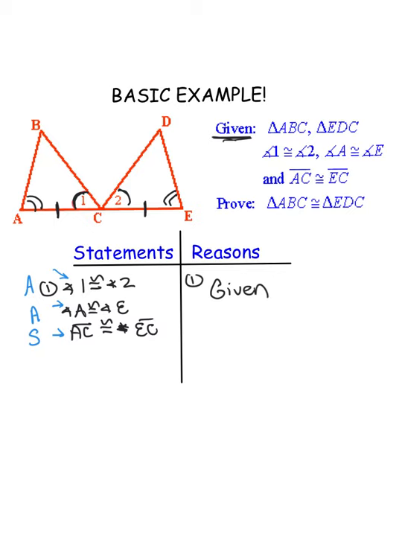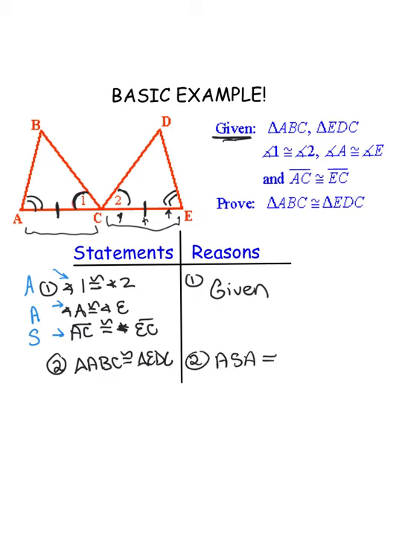Now, the only thing we have to do now is look at how we marked the picture. If I look at the triangle on the left, I have angle, side, angle. If I look at the triangle on the right, I also have an angle, a side, and an angle. That's enough information to say that triangle ABC is congruent to triangle EDC. The reason? Looking at the picture, angle side angle is congruent to angle side angle. Notice it's not always the same way it appears in the proof, but I go based off the picture.